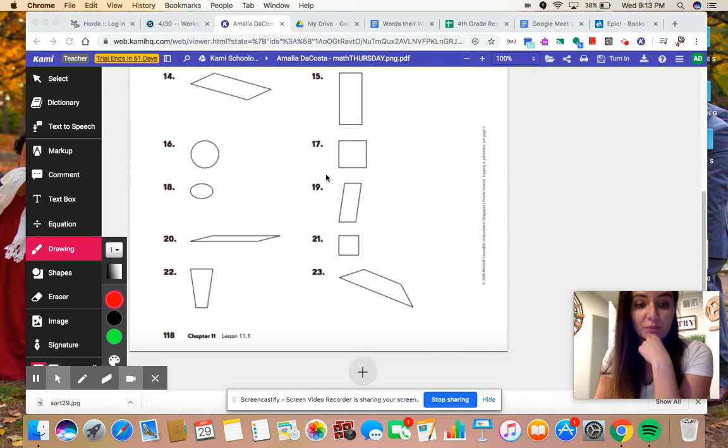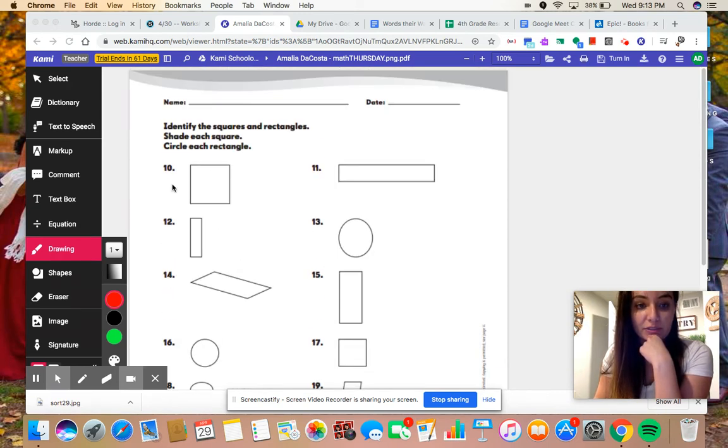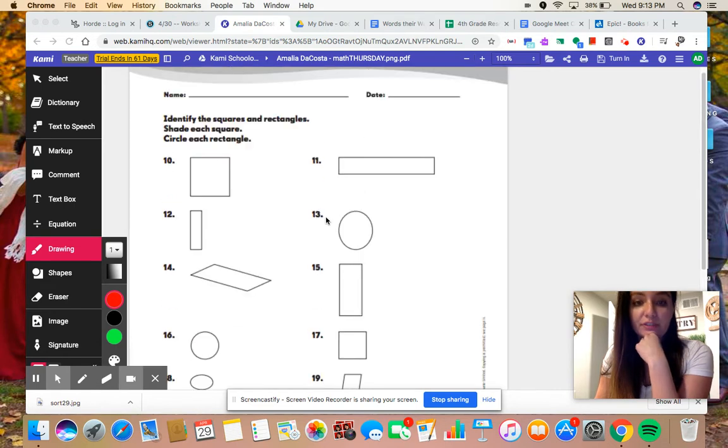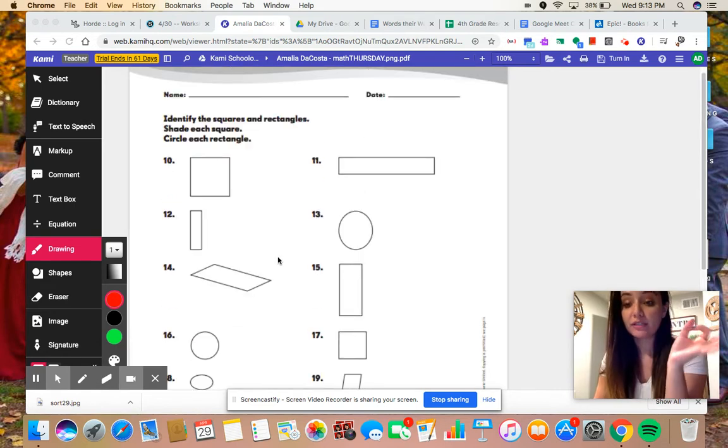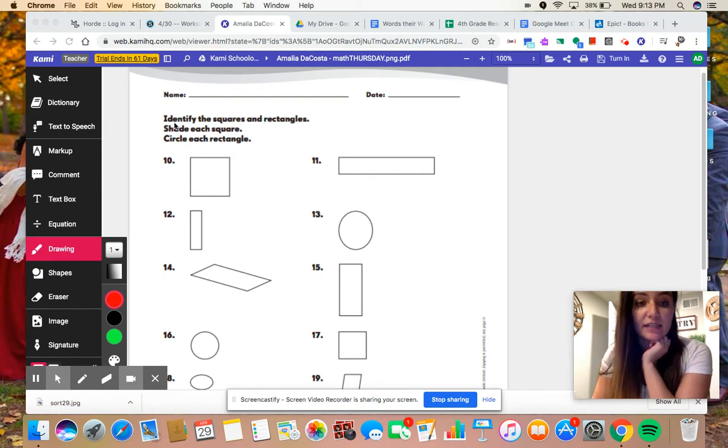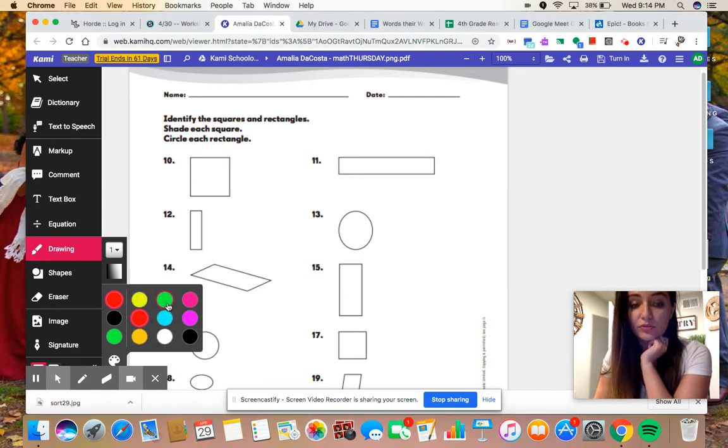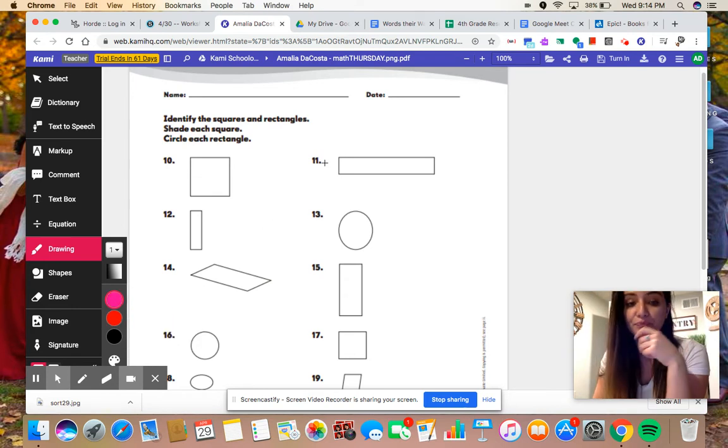It is worksheet page 118, numbers 10 through 23. So you're doing the whole page. Please make sure you are reading the directions. I'm going to read them right now. It says identify the squares and rectangles. Shade each square. Circle each rectangle. Okay. So I'm going to use my drawing tool. Okay. And since you're going to be shading, you can use any color you want. I'll use purple.